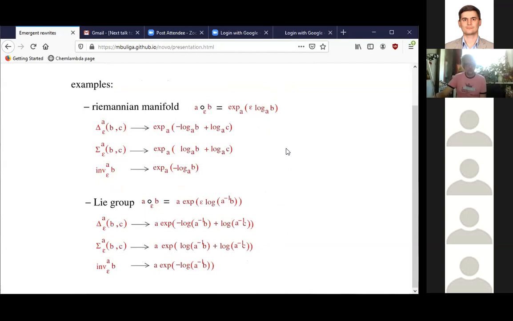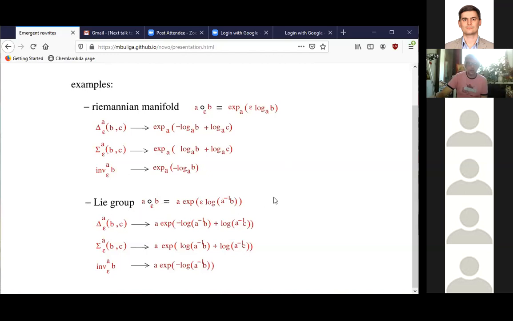Okay. Now, examples of such emergent algebras. For example, in a Riemannian manifold, where exponential is the geodesic, the metric exponential, you just take the dilation based at A applied to B at scale epsilon. You just take the logarithm of B, which is in the tangent space at A. You multiply it by epsilon and you go back. Okay, and then you can prove that approximate difference converges to the difference of vectors in the tangent space at A. The sum converges to the sum of vectors in the tangent space of A, and the inverse converges to what one would expect, the inverse with respect to addition of vectors.